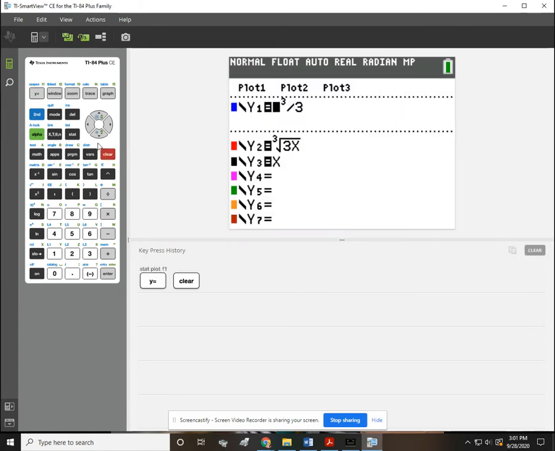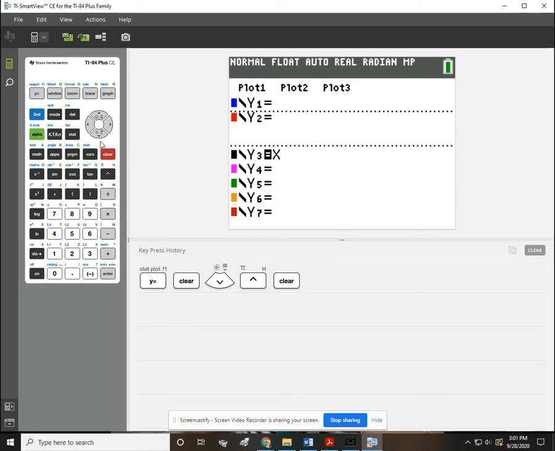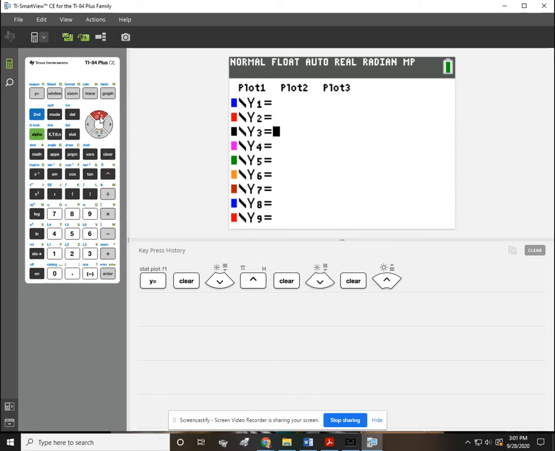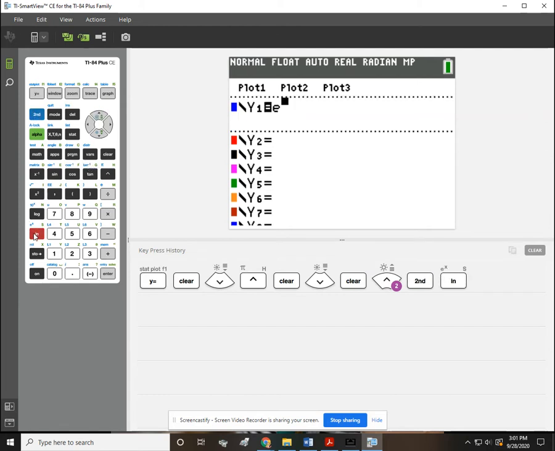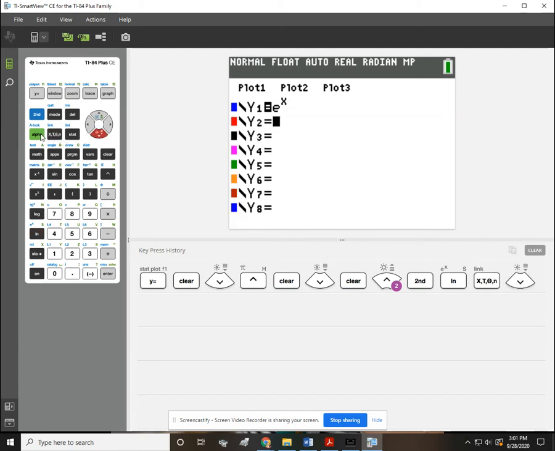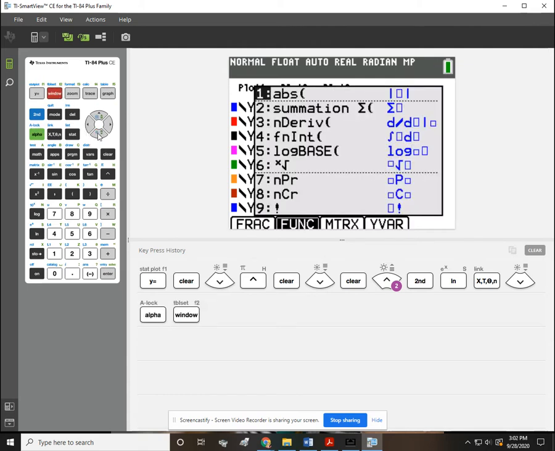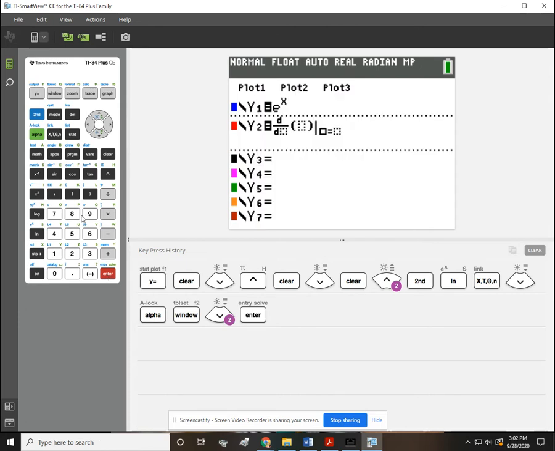All right. So to get e to the x, we're going to hit seconds and then ln and then x. All right, and then to get the derivative function, you do alpha window number 3, and our variable is x. What we want to graph is the slopes of e to the x, and so we're doing the derivative of e to the x. And we could type e to the x in, that would be fine.